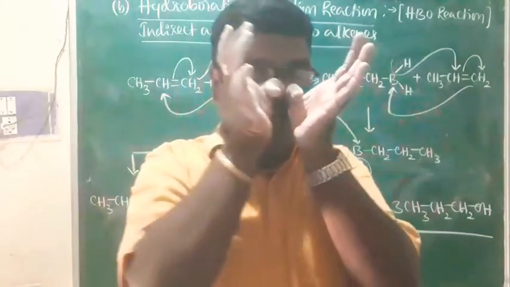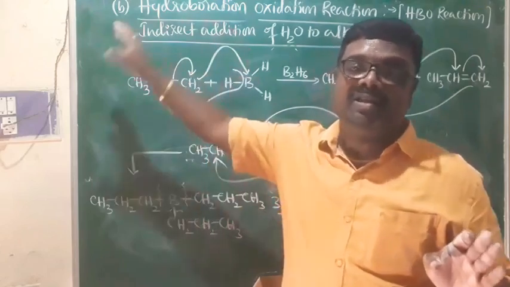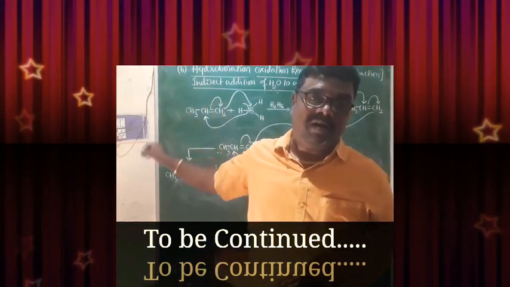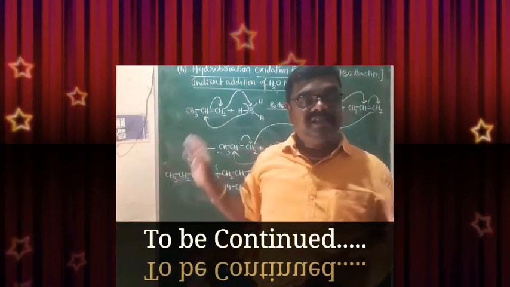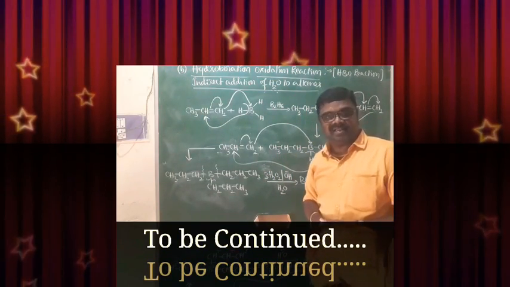That is why I said, when propene reacts with water, direct hydration, 2-propanol is the product. When propene reacts with diborane followed by oxidation with hydrogen peroxide, you are going to get 1-propanol, indirect addition of water. So this is what we call the hydroboration oxidation reaction. Remaining things in the next class. Thank you.